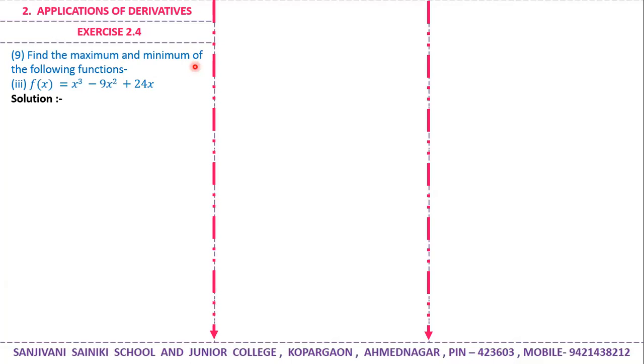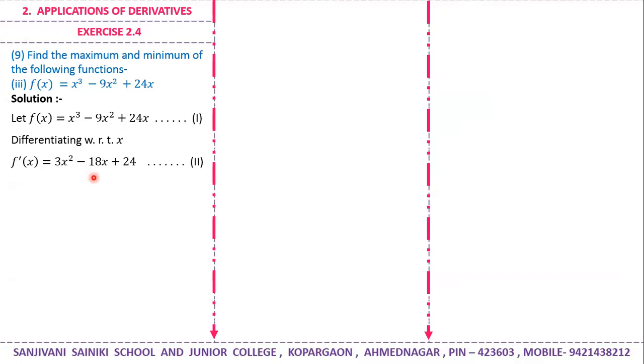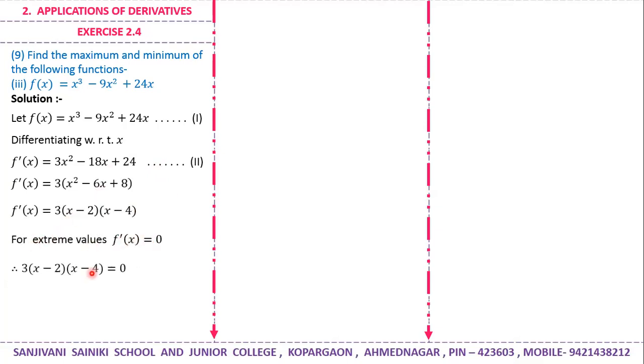Find the maximum value and minimum value of the function f of x is equal to x cube minus 9x square plus 24x. Take f of x, differentiate with respect to x, first obtain the derivative, then to have the extreme values or to have the maximum and minimum values, first derivative equal to 0. So first derivative equated to 0, you get the roots x is equal to 2 or x is equal to 4. So these are the stationary points or the turning points.